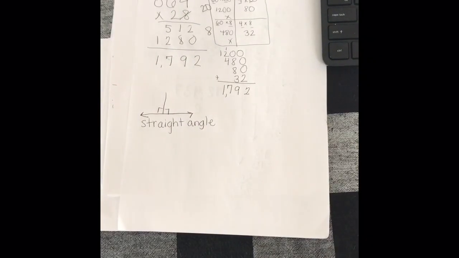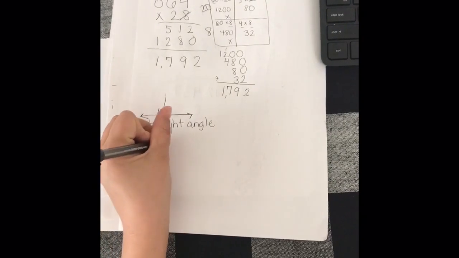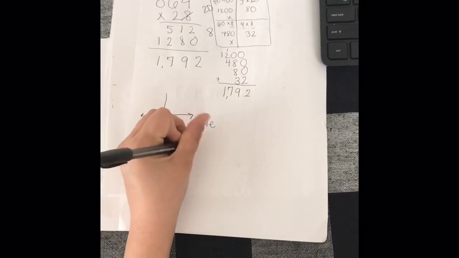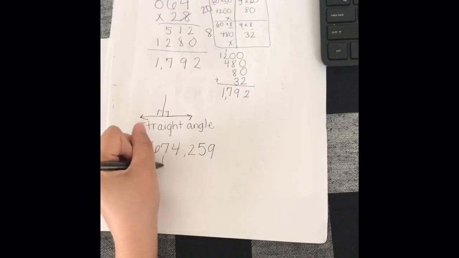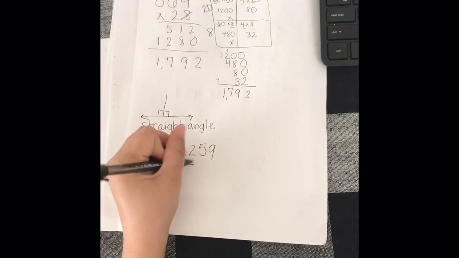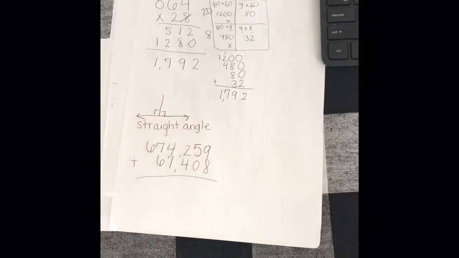Awesome. Our next one is finding the value of G. So we're going to add 674,259 plus 67,408 together. And then remember, we could always do that inverse operation to double check our work. All right, guys, here we go.